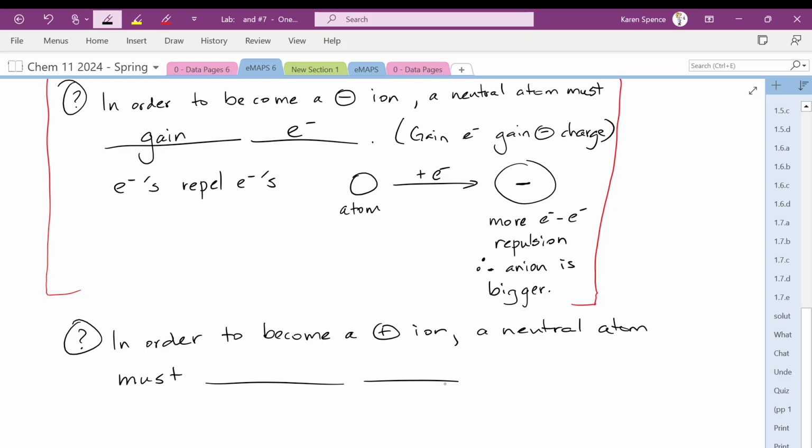Oh my god, that's why they're so small. What do they have to do? They have to lose electrons. Okay? Now, this is even fancier.